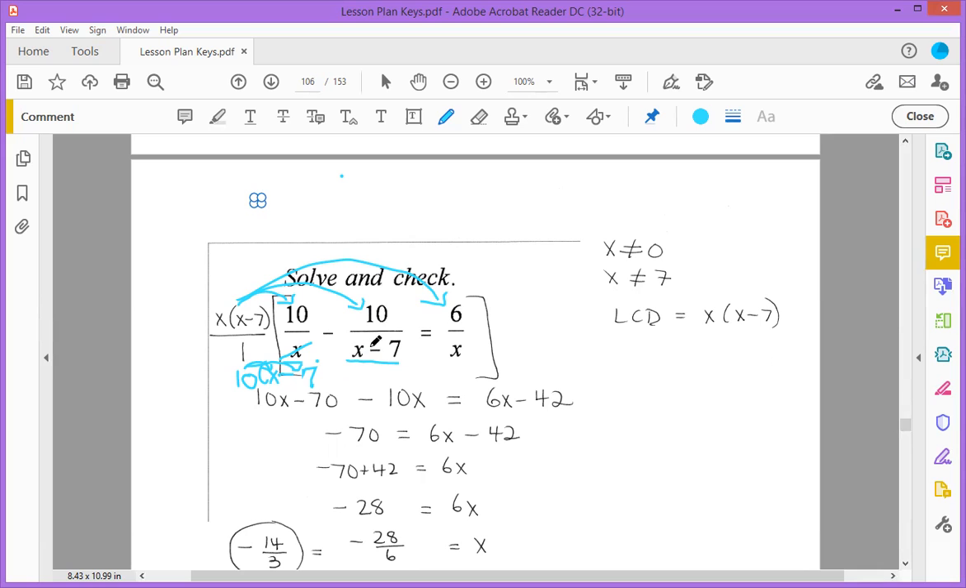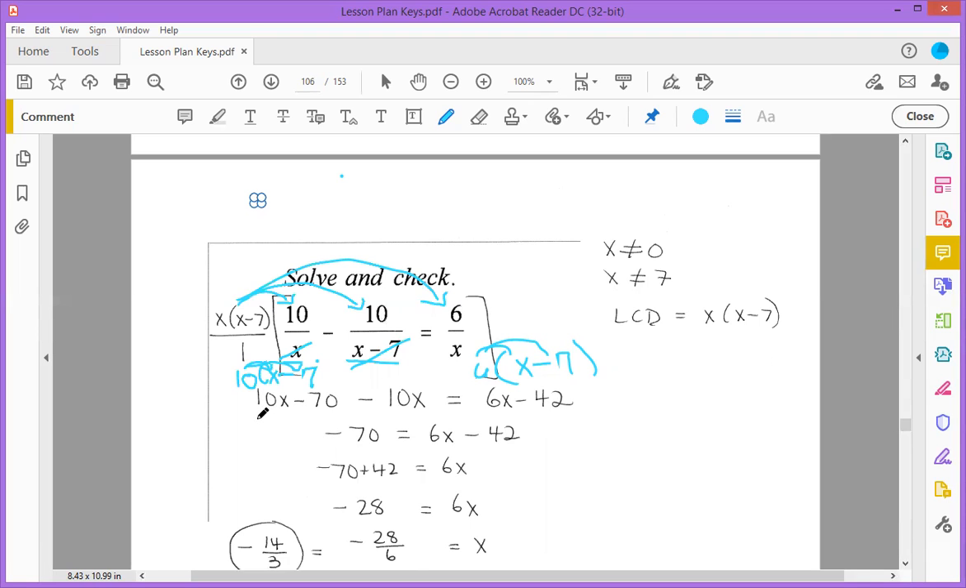And now the second term, 10 divided by x minus 7. When we multiply that term times x minus 7, the x minus 7s will cancel, leaving just 10 times x in the numerator. So that's minus 10x that we carry down. And on the right side of the equal sign, the x's will cancel, leaving 6 times x minus 7. We have to distribute: 6 times x gives us 6x, and 6 times negative 7 gives us negative 42.